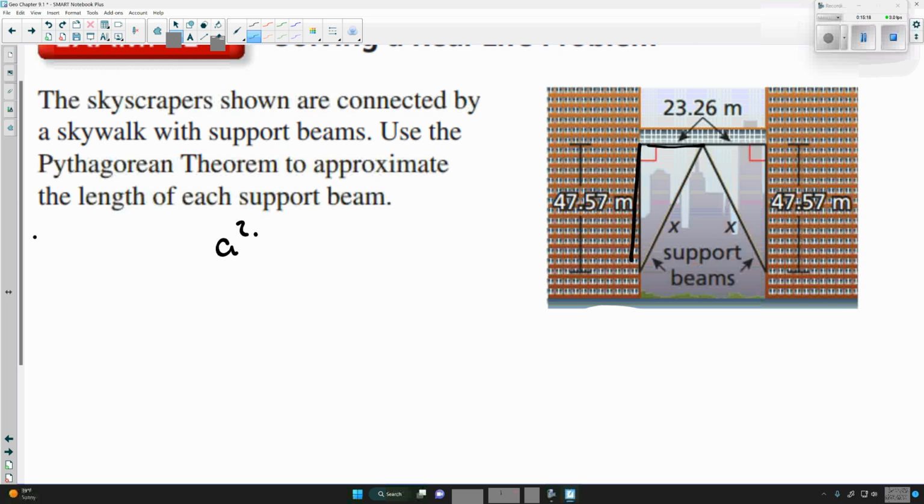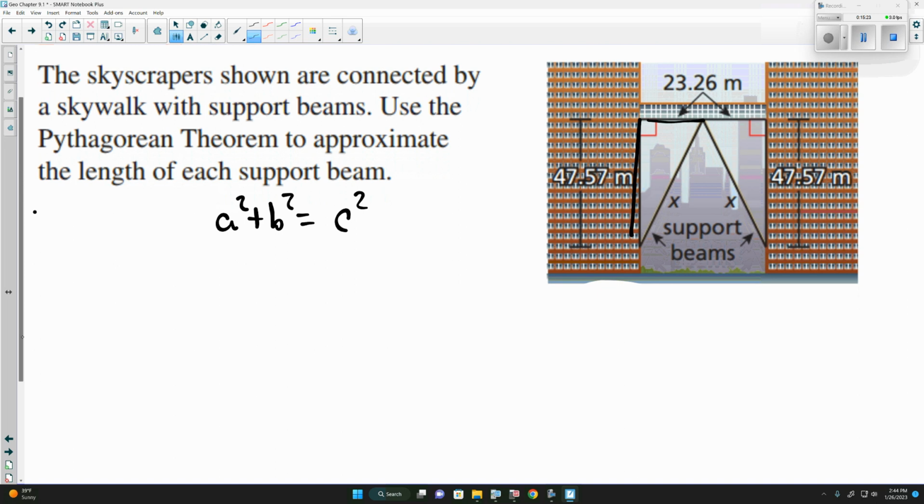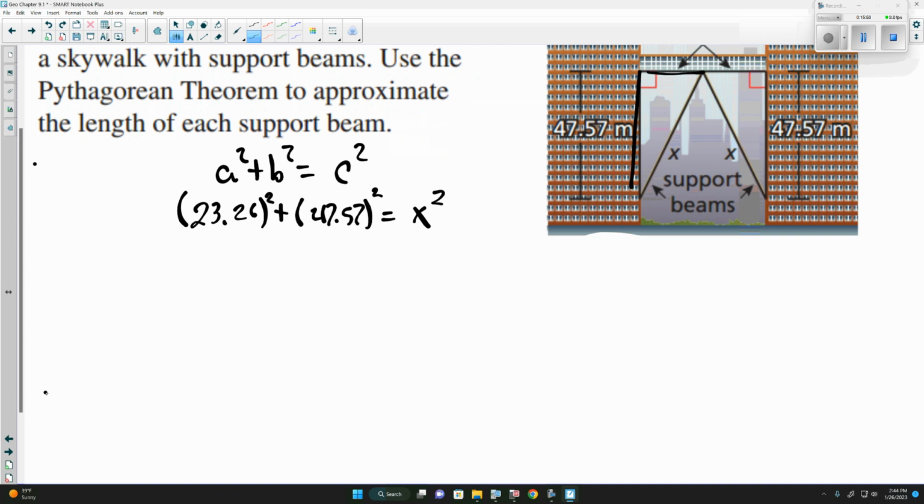So a squared plus b squared is equal to c squared. Well, a is 23.26 plus 47.57, because we're trying to find the length of the support beams. Two sides of the triangle are 23.26 and 47.57. Questions on how we set this up?